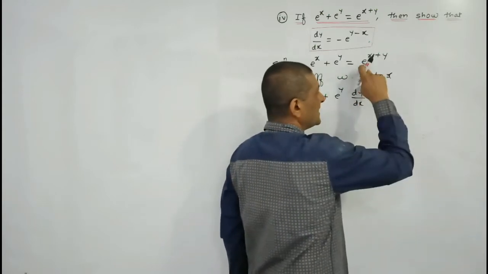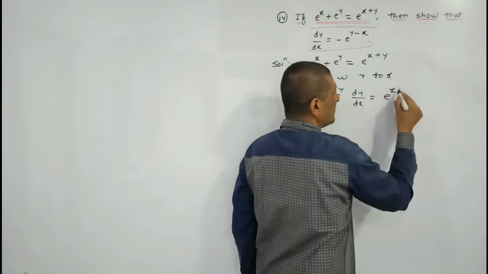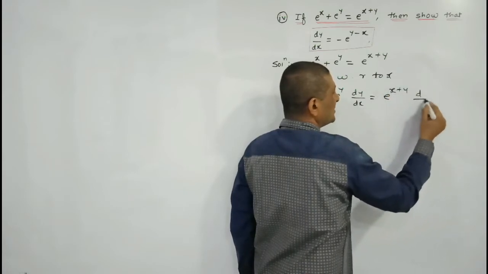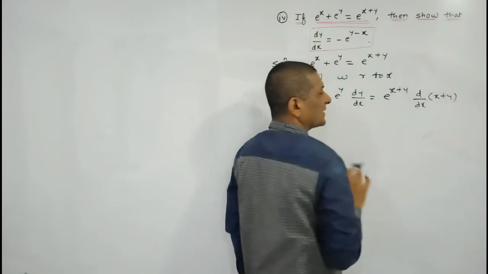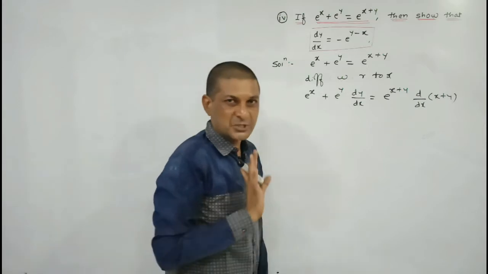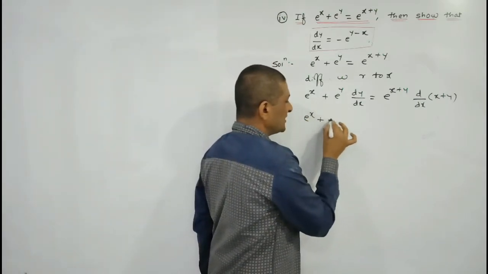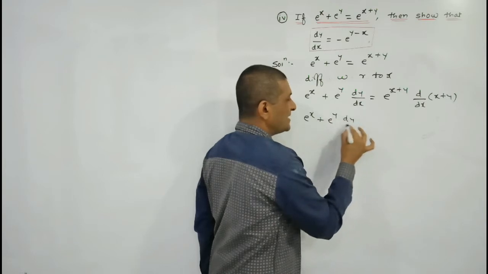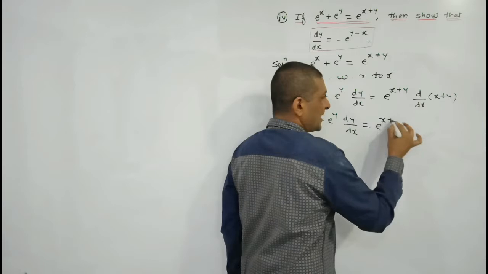On the right hand side, the derivative of e^f(x) is e^f(x) into the derivative of f(x). What is f(x) here? x + y. So we have applied our standard formulas to find the differentiation. Now e^x, keep it as it is, plus e^y dy/dx also as it is. On this side, e^(x+y) as it is.